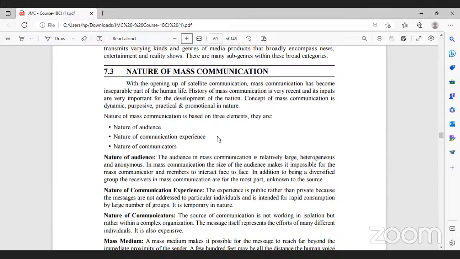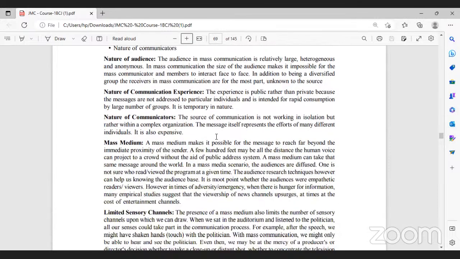Then we have the nature of communication experience. This experience is public rather than private because the message is not addressed to a particular individual and is intended for rapid consumption by large number of groups, though it is temporary in nature. So when you are part of mass communication, the experience is public, not a private one. Like we have one-to-one communication, but we don't have that here. It is open to the public because it is not intended for one particular person or a group, but it is intended for the large and heterogeneous group and for rapid consumption by large number of groups. Then, the nature of communicators.